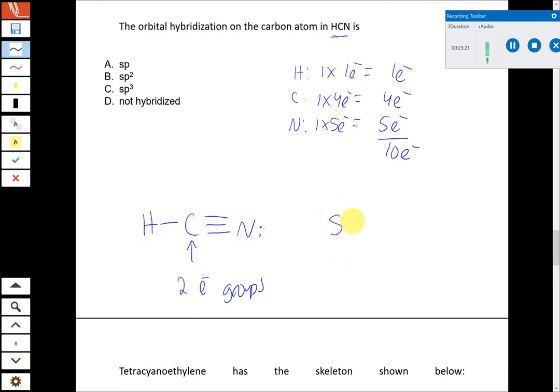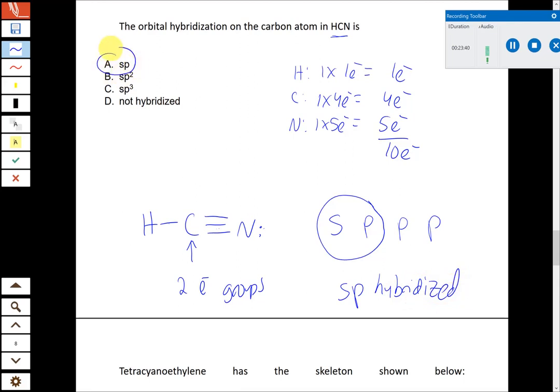If you have 2 electron groups, you're going to hybridize 2 orbitals. So on carbon, we would have an s orbital and 3 p orbitals available for hybridization. 2 electron groups requires that we hybridize 2 of those. So we're going to take the s and the p and make it sp hybridized. And so choice A would be the correct one here.